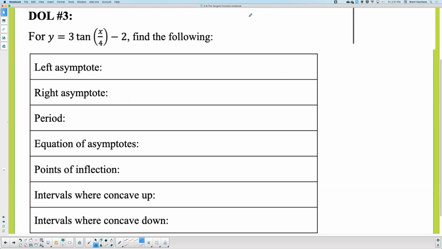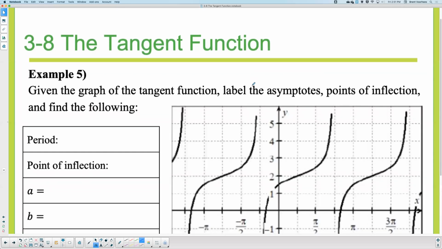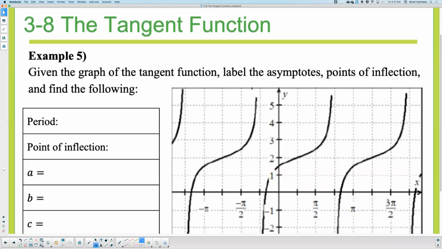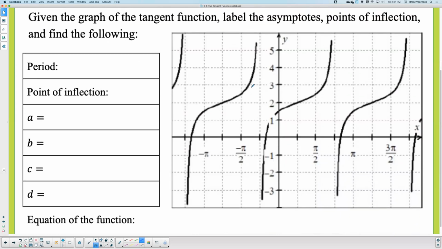Number 3. And now, example 5. Let's go backwards. Given a graph, could we figure out asymptotes, points of inflection, and figure out the following? Let's try it. Asymptotes. I'm going to use a tool to help us out here.